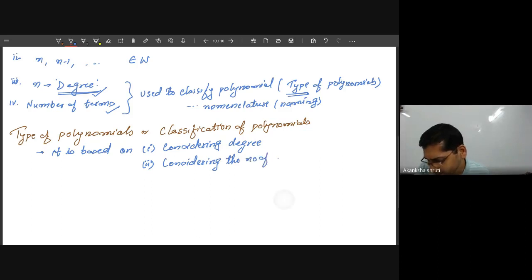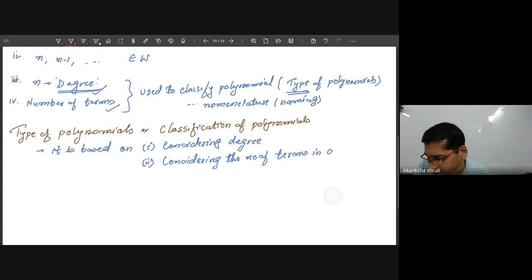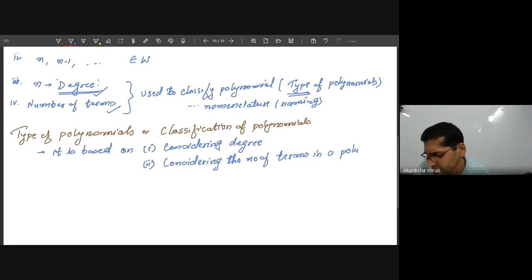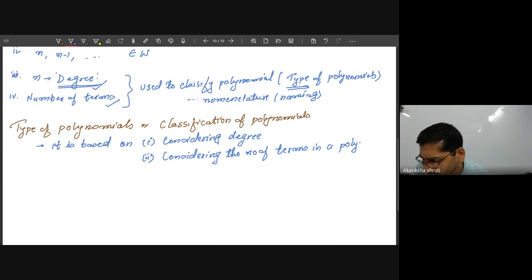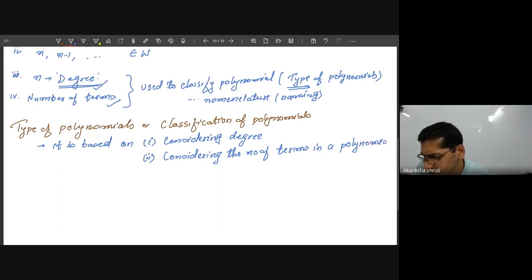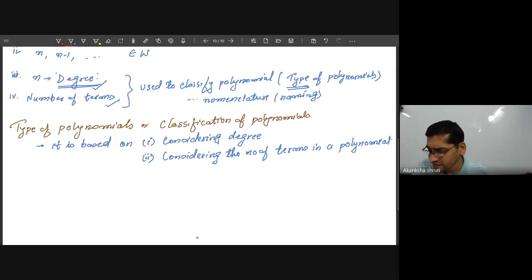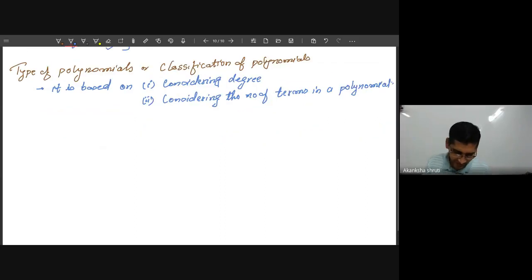Number of terms in a polynomial. So students, first we will discuss the nomenclature considering the degree, then we will discuss the nomenclature considering the term. So, types of polynomial based on degree. Okay, students.